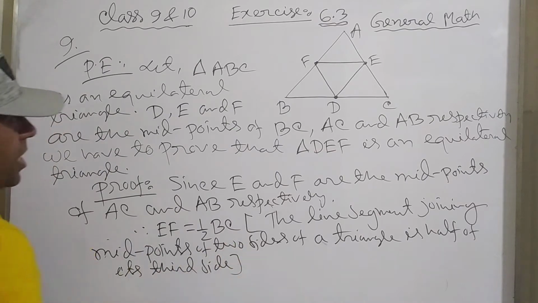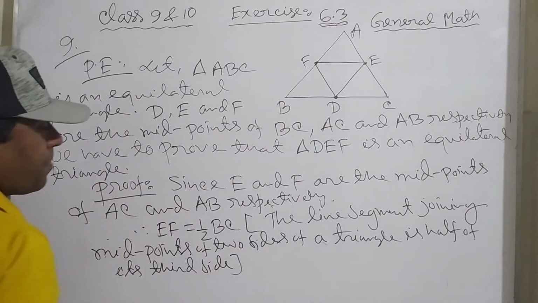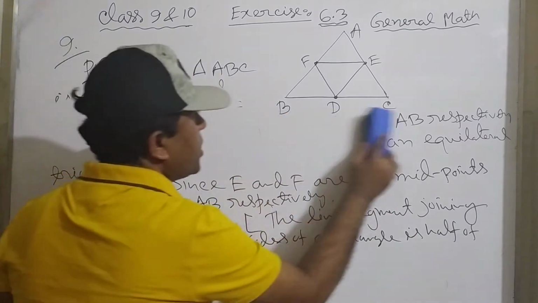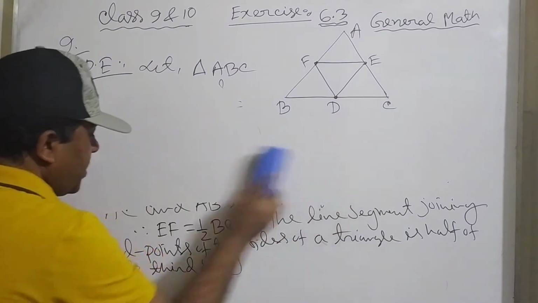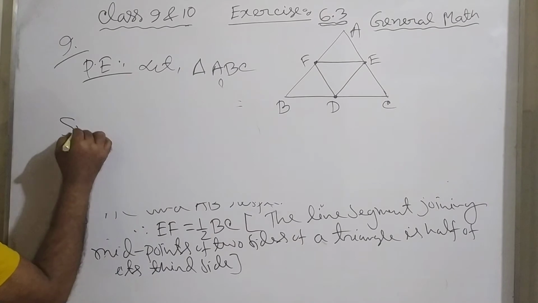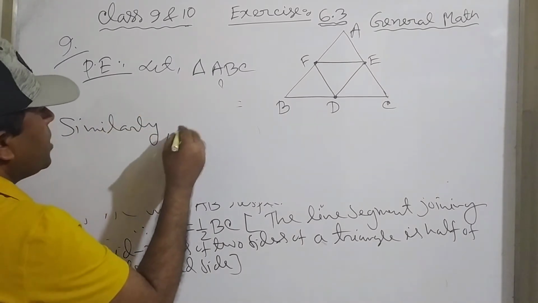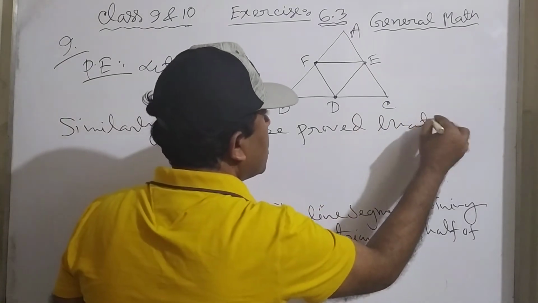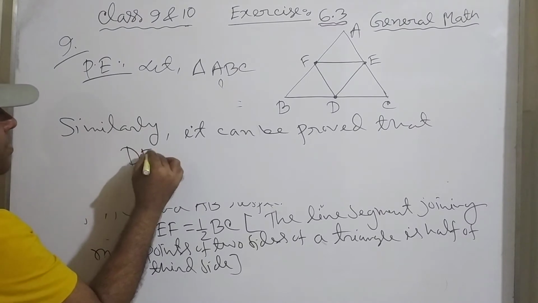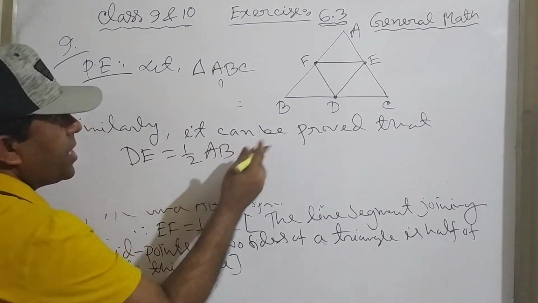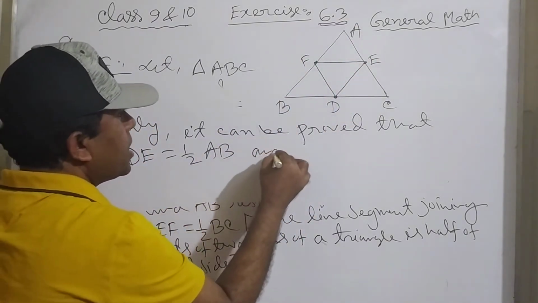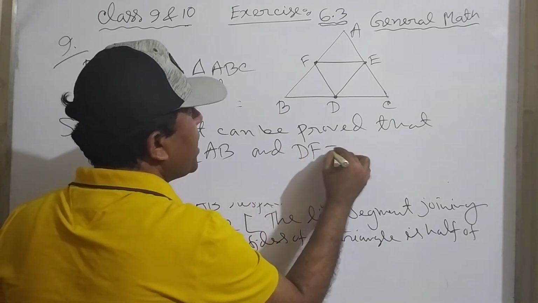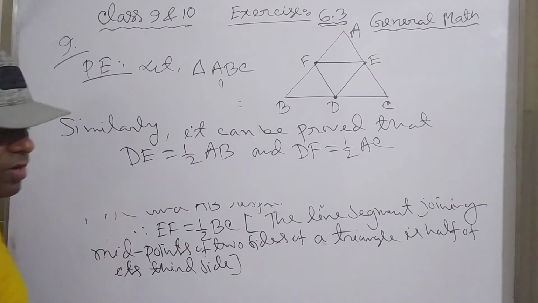Then similarly it can be proved that DE equals half of AB, since D and E are midpoints. And DF equals half of AC.